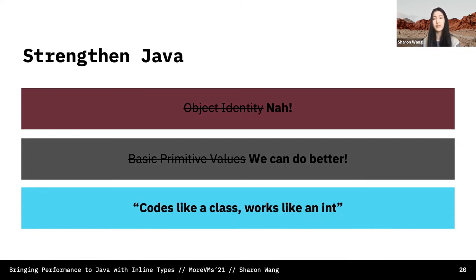Of course, inline types don't have all the capabilities of classes and are not quite as performant as primitives, but the idea is to leverage the benefits of both types. Essentially, we can enhance the Java developer experience without sacrificing performance through inline types.